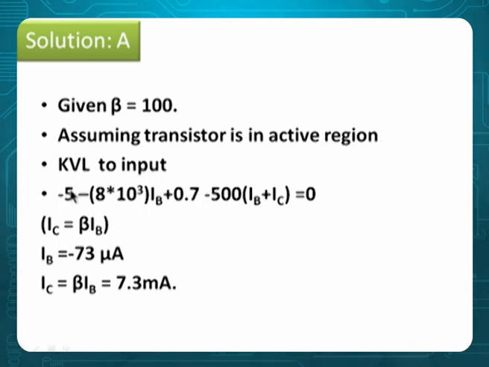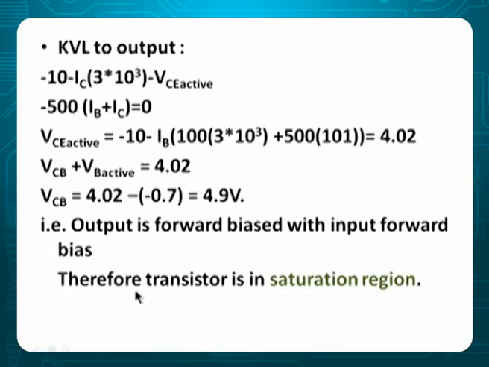Substitute: input voltage minus drop 0.7 minus this. Then IC equals beta times IB because I assumed active region. IB is 73 micro, IC is beta times IB, 7.3 milli. So having got it, then go for output KVL, substitute.